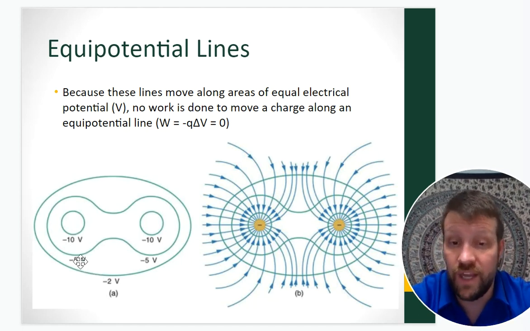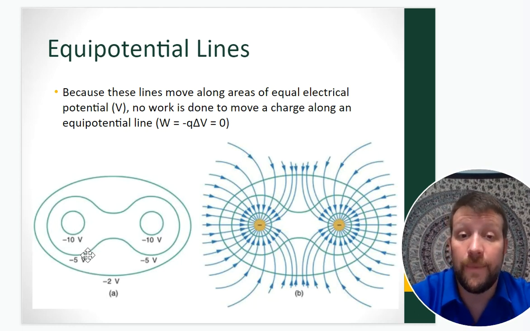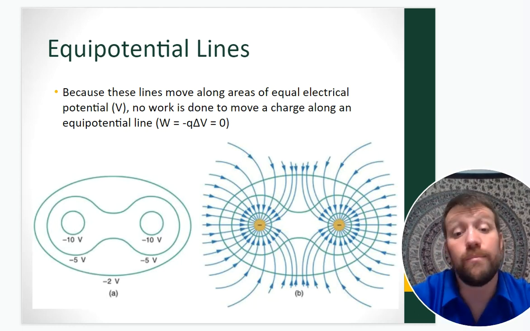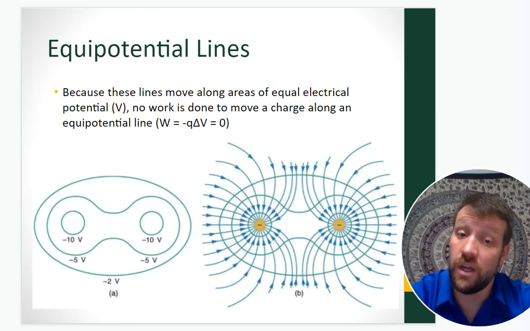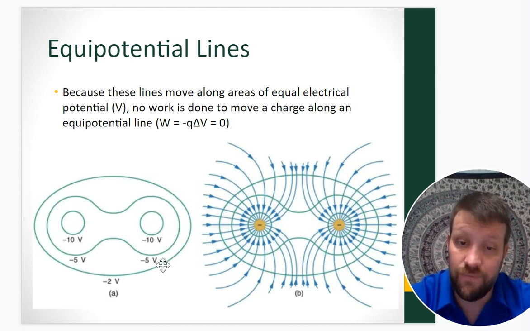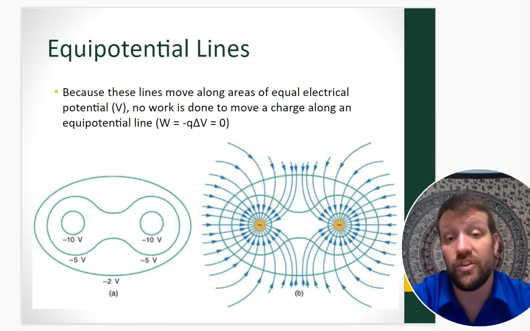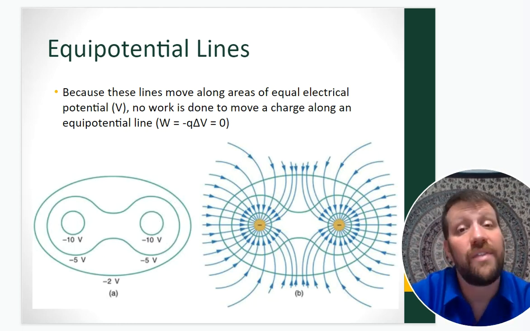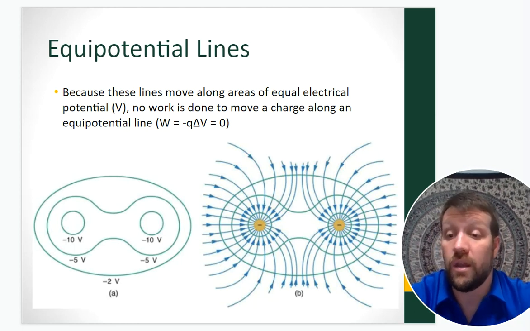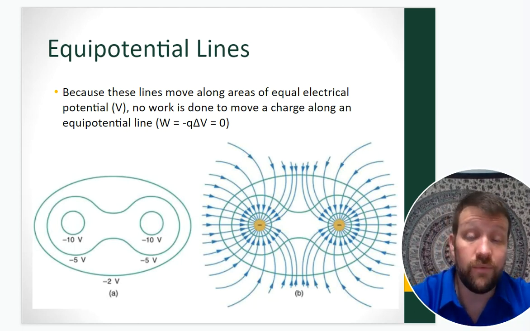We see we've got -5 and -10. We could find the difference in potential between those and determine the work that needs to be done to move an object from, let's say, this -5 V line to this -10 V line. The other thing we can say here is if I move along this -10 V line, no work is required to make that happen because we have the same electric potential all the way through there, and there is no delta V. And that's what I've got for you today.